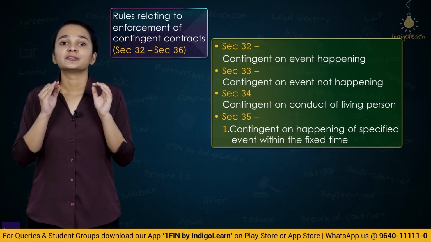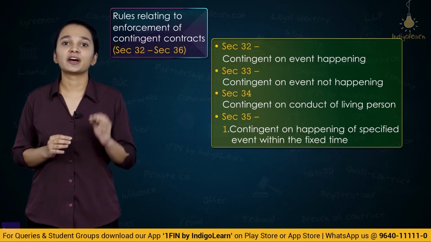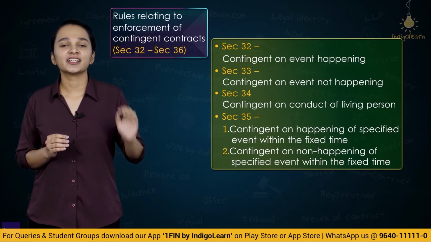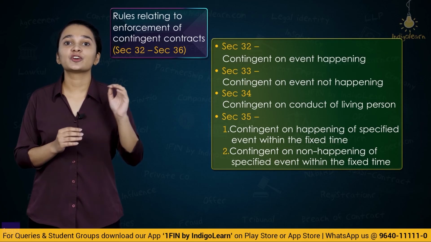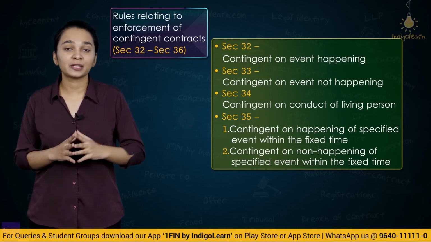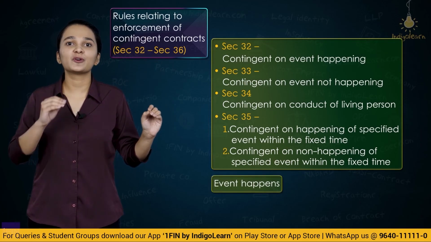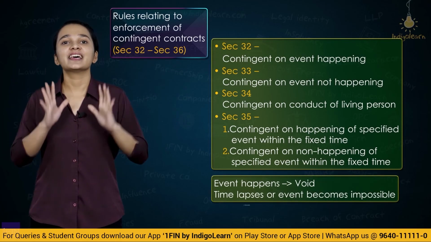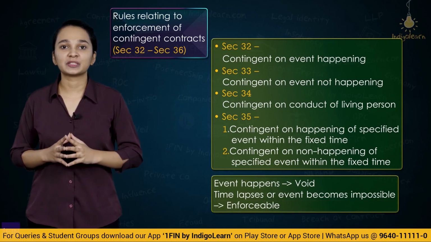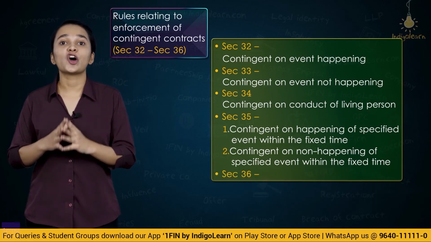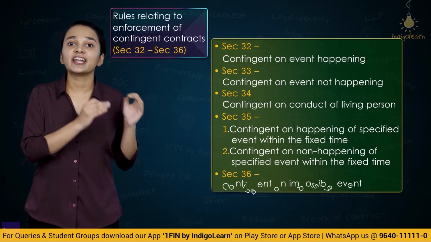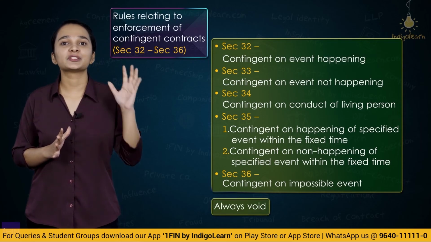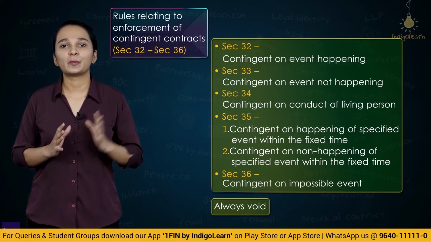The second part was that Section 35 also talks about contracts contingent on the non-happening of an event within a specified time. If the event happens within that time, then the contract becomes void. But if the event becomes impossible or the time lapses, then the contract is valid and enforceable. And finally, Section 36 talks about contracts which are dependent on the happening of an impossible event. These contracts are always void and are never valid.